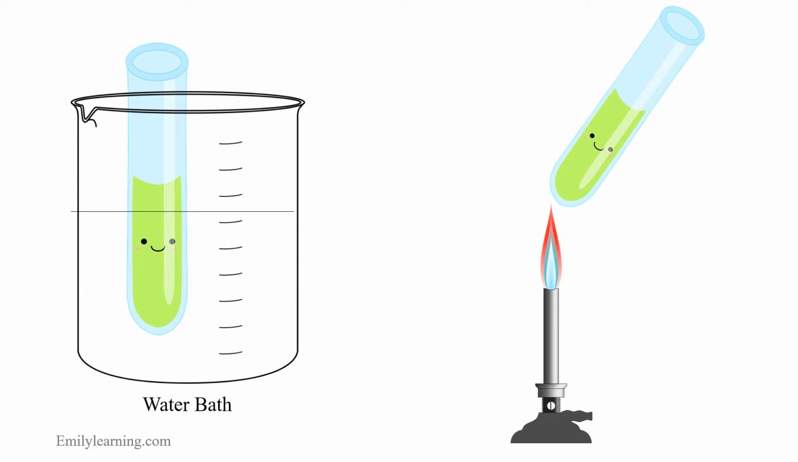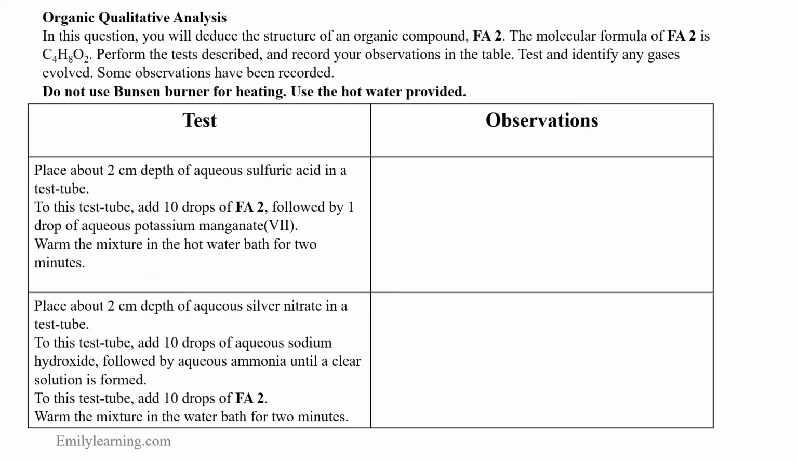Next, let's look at an example of a QA practical question on organic chemistry. So in this question, you are asked to deduce the structure of an organic compound, FA2. The molecular formula of FA2 is C4H8O2. If you look at it, I have 8 hydrogens, so very likely it has a double bond. C4H8, and there are 2 oxygens.